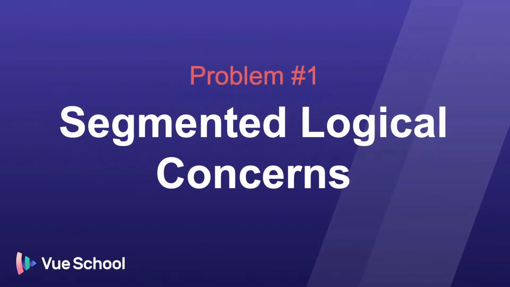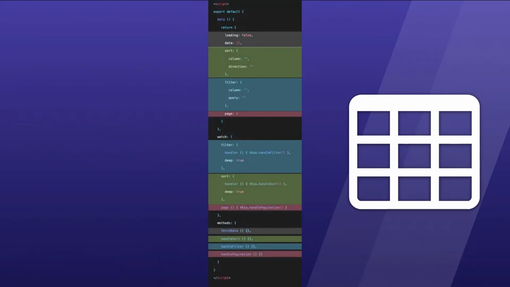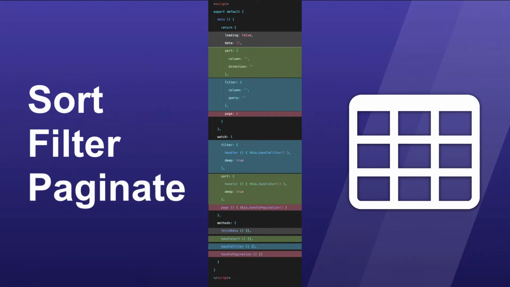The first problem with the Options API is that, as our components grow in functionality, the logical concerns of our component tend to be segmented across the different component options. Let's take a look at a table component as an example. Imagine we have a table component that is meant to handle loading data from an external source. It should be able to sort, filter, and paginate that data. Each of those tasks is a different logical concern.